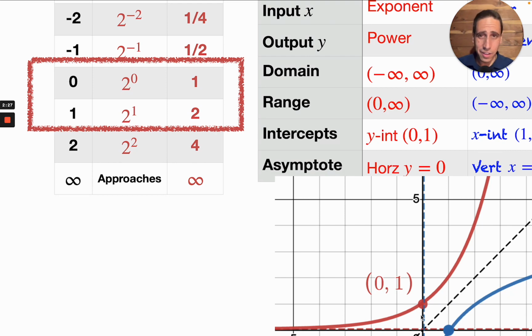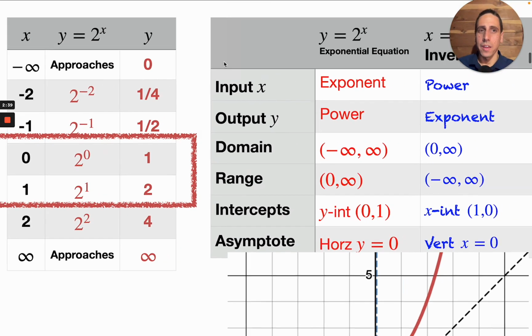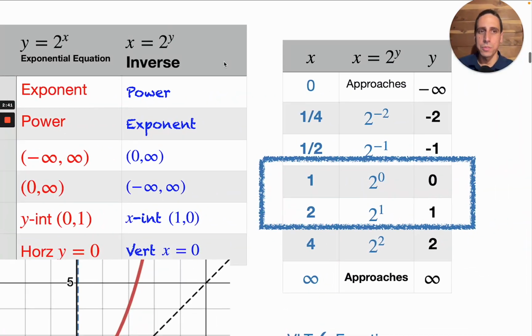Now, if we are going to take the inverse, then everything gets flipped. Whatever the inverse is, we're going to interchange x and y, and all of a sudden, boom, on this blue side, you can see x and y get interchanged. If you change this y to an x and x to a y, then all these y values turn into the exponents: negative 2, negative 1, 0, 1, 2, up to infinity. And the y values can go down to negative infinity. Those are the exponents.